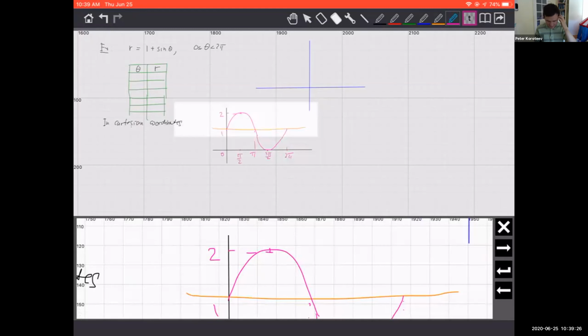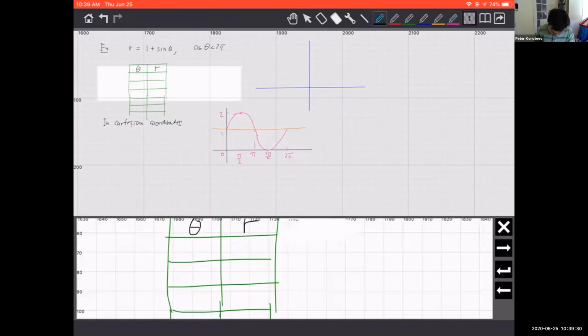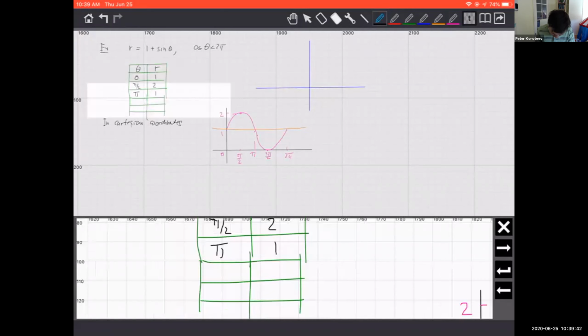In fact, that will help us to make the table. So when theta equals 0, r equals 1. Theta equals pi half, r equals 2. Theta equals pi, r equals 1. At 3 pi halves r is 0, and at 2 pi r is equal to 1 again.